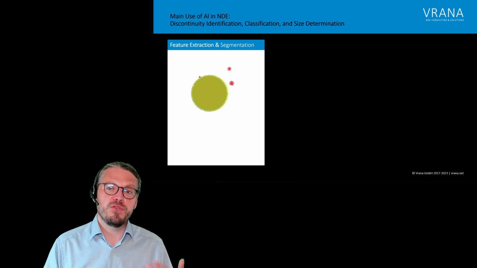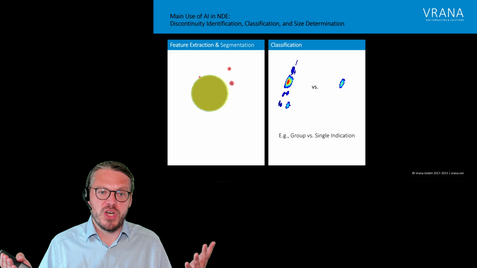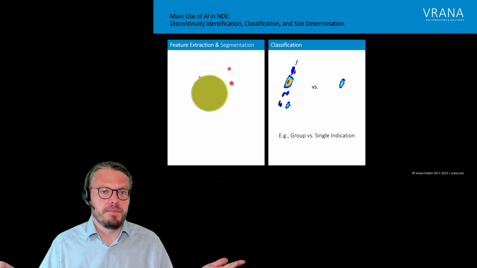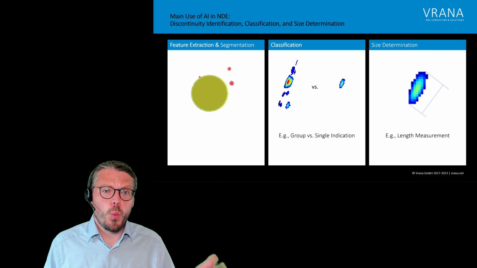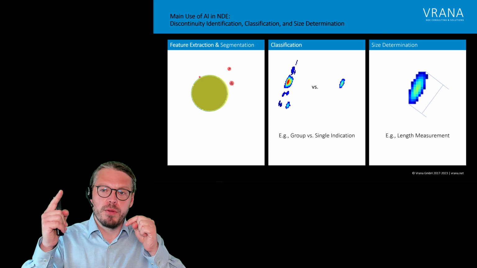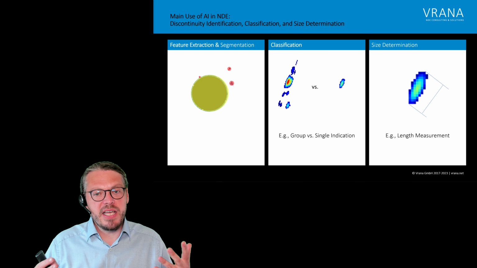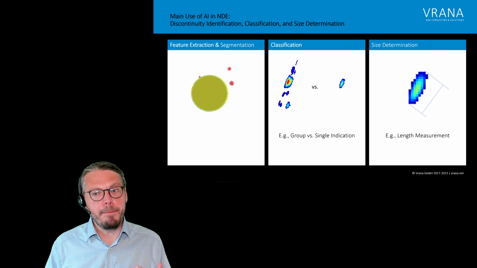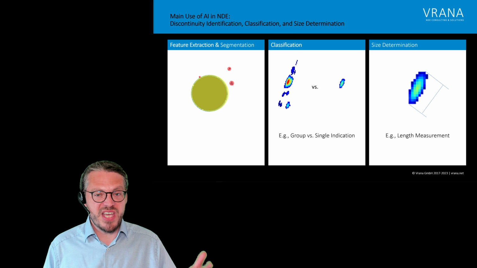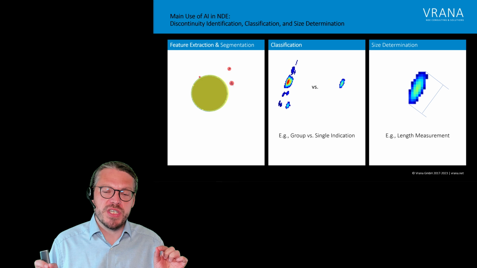Next step, now we have to classify. And speaking in terms of ultrasonics, this would mean: is that a group indication or a single indication or something similar? And then finally, we have to determine its size. So we could measure its length, or with ultrasonics, most likely we would do a sizing based on the reflected amplitude. And there is actually a possibility also to do that with SAFT. And I have done a video about that, and you can find the link to this so-called QSAFT right here.